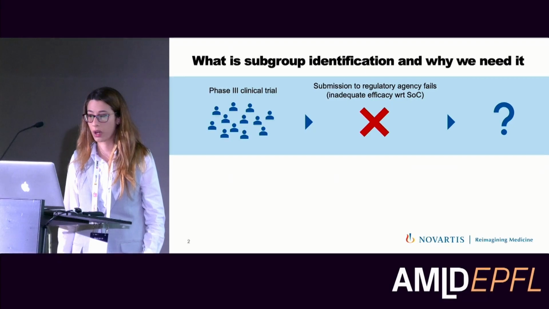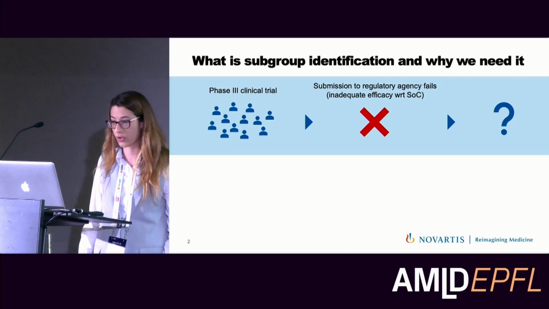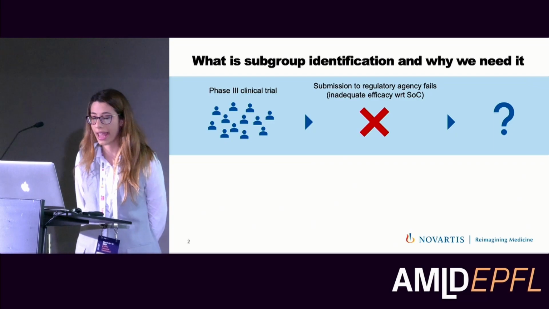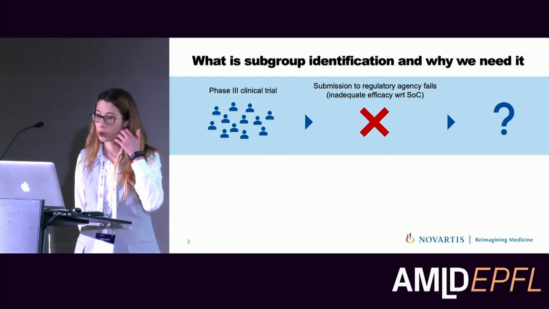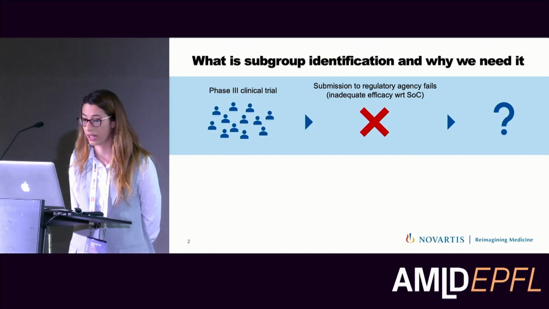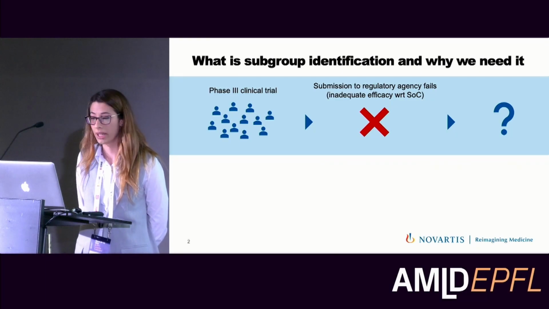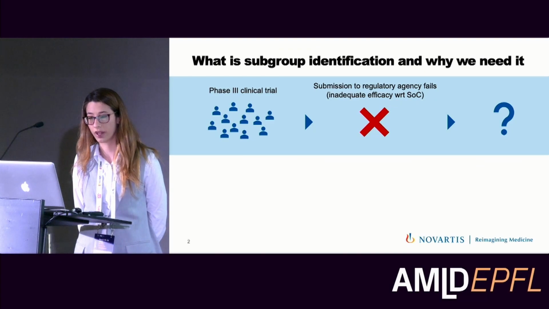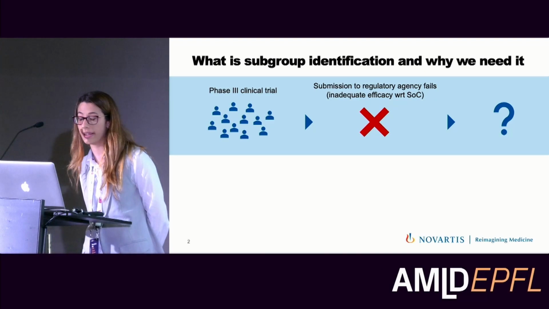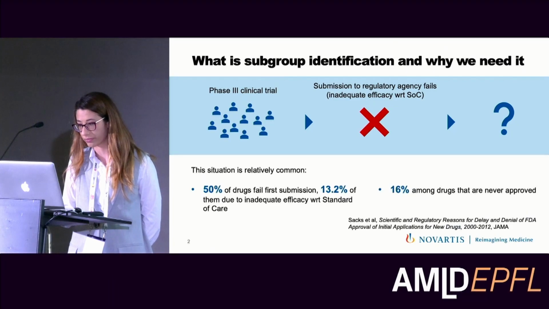Let's consider the following situation. We design and run a phase 3 clinical trial. A phase 3 trial aims to test the efficacy of a certain treatment and compare it to a treatment already approved by the authority, called the standard of care. We then submit our results to the regulatory agency, but we do not get approval because the efficacy is inadequate compared to the standard of care. So what do we do now?